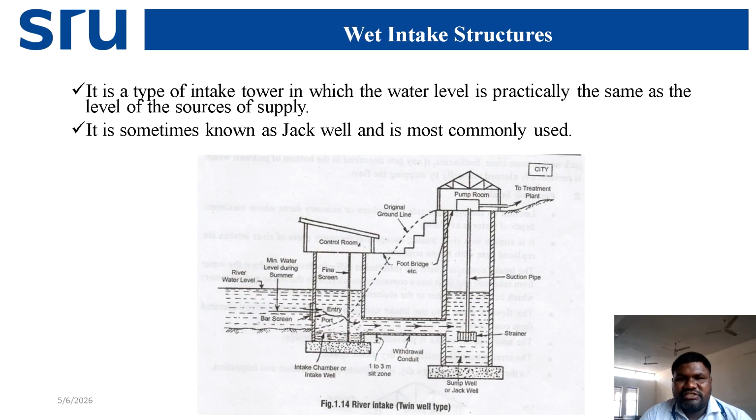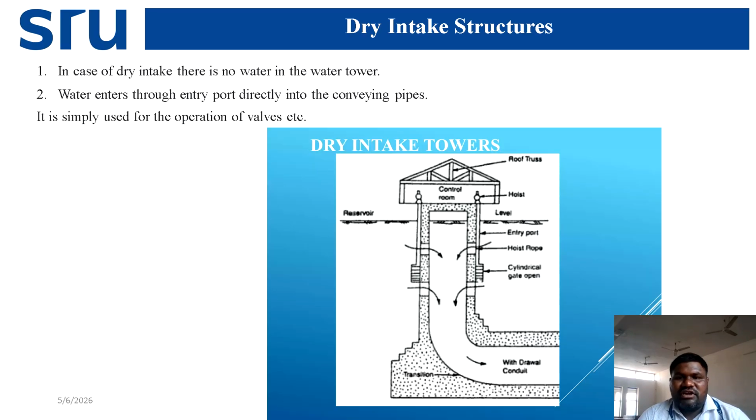Then wet intake structures: it is typically an intake tower in which the water level is practically the same as the level of the source of water supply. See here, the water level will be here, and we are taking water from here also. That is called a wet intake structure. Dry intake structure: in case of dry intake, there is no water in the water tower. Water enters through the entry port directly into the conveying pipes. It is usually for operation of valves.